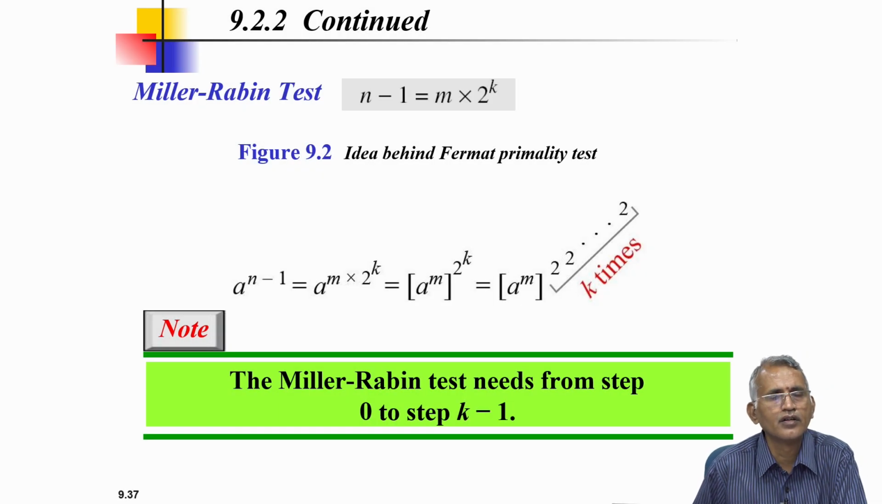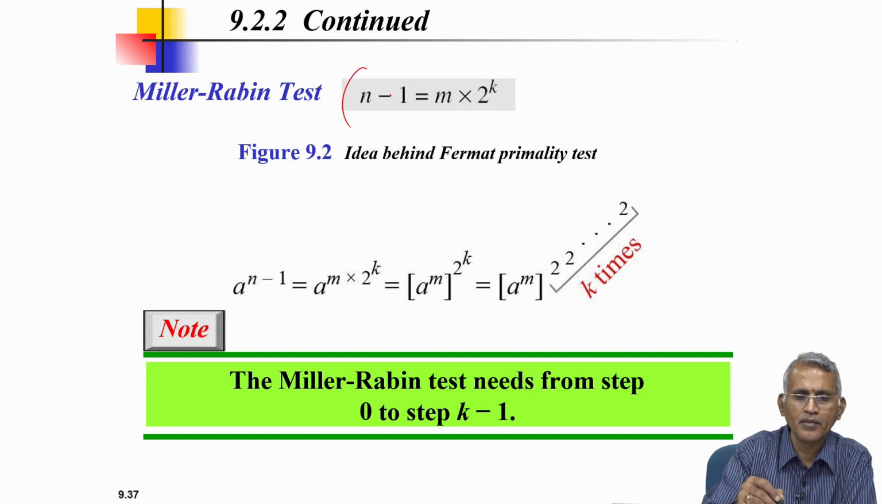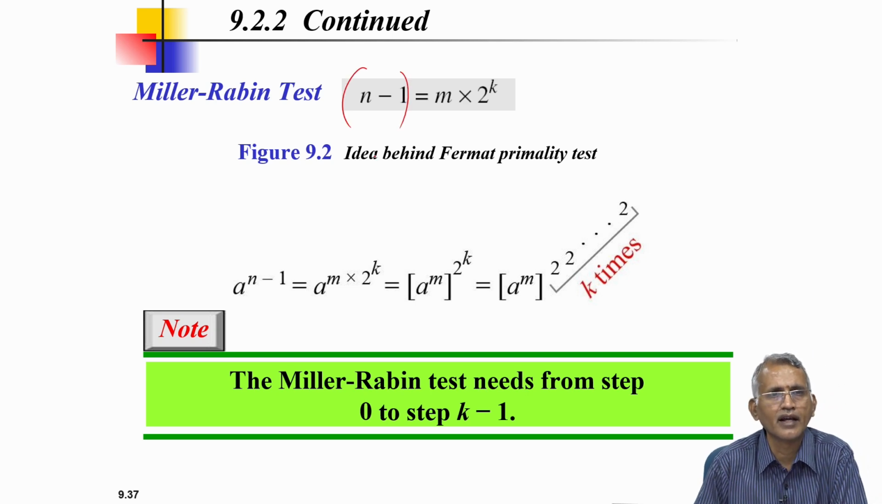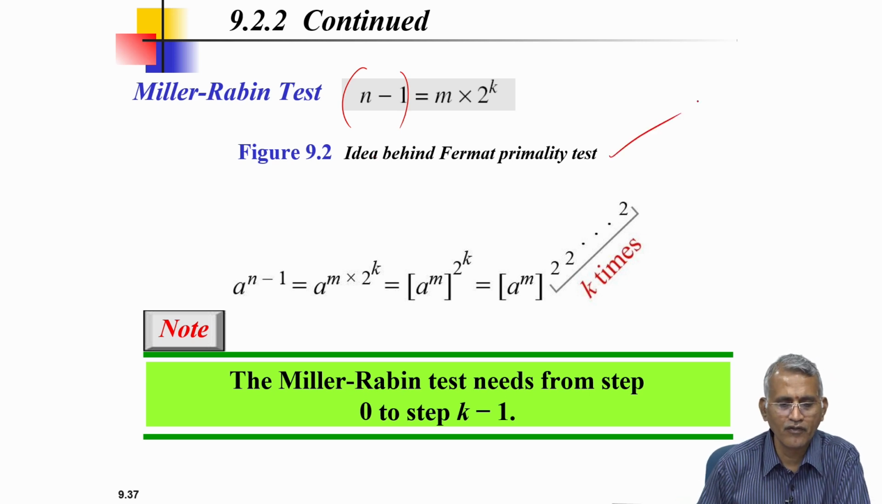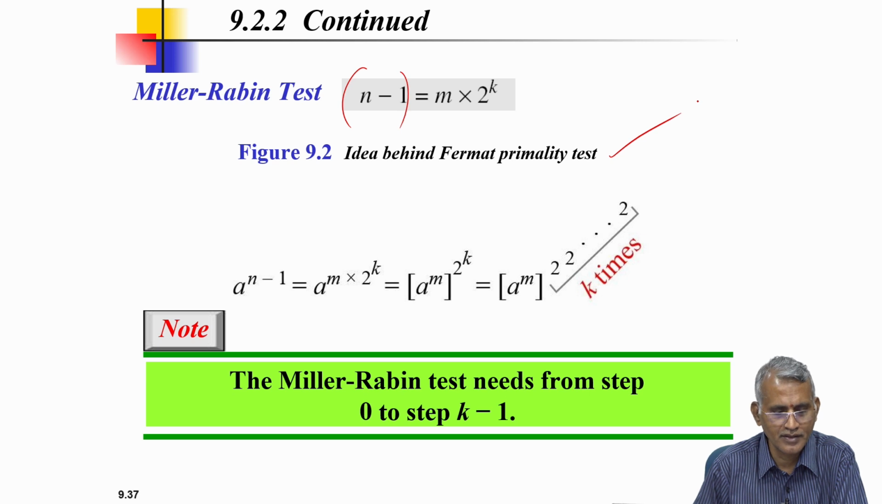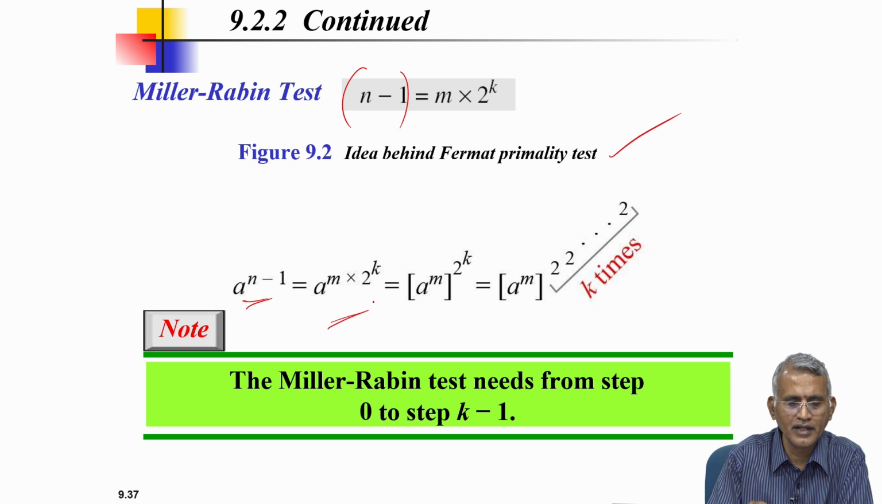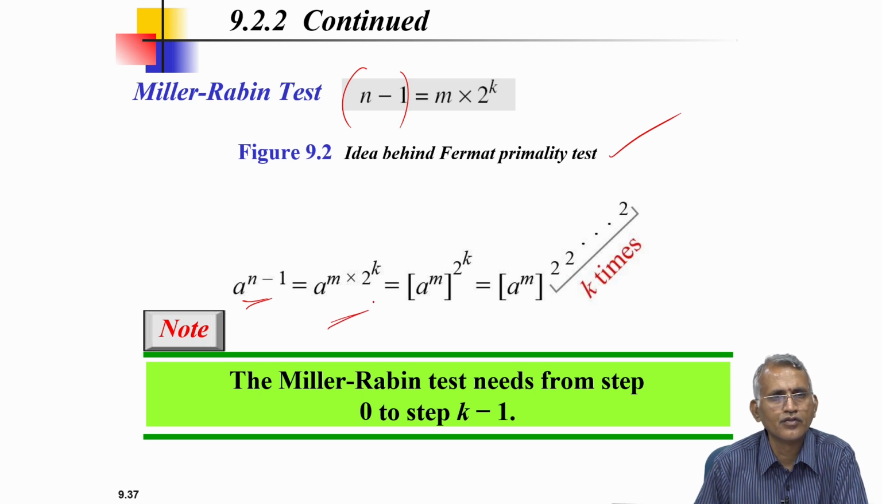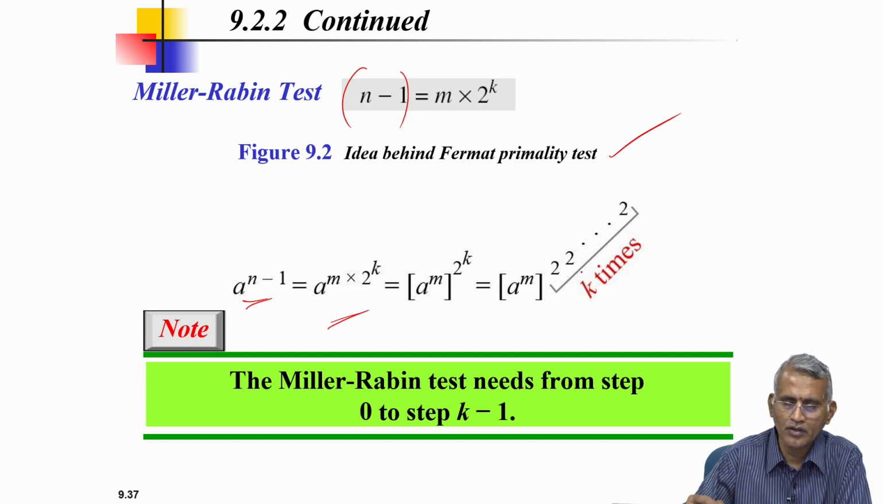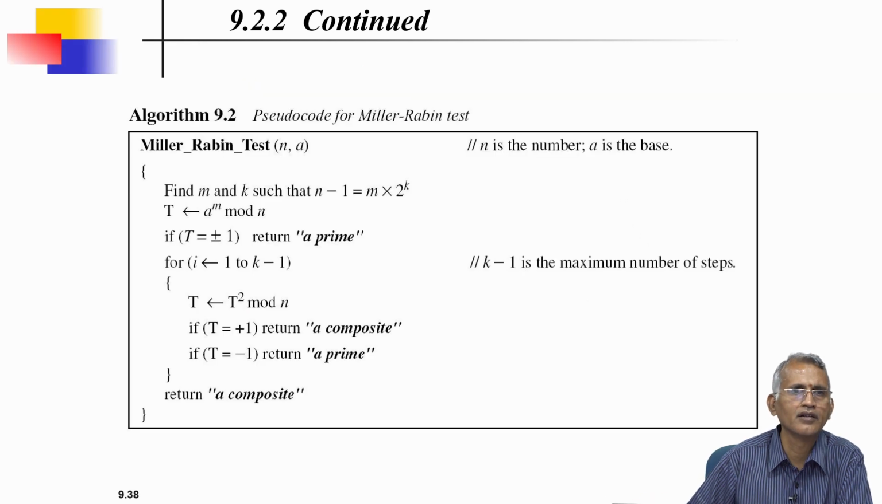So, next we are going to discuss the Miller-Rabin test. If you take n minus 1, then we can write it as m into 2 power k. This is the basis behind the Fermat primality test. So, if you take a power n minus 1, then it can be written as a power m into 2 power k, which is equal to a power m the whole power 2 power k, up to k times we can do that. So, the Miller-Rabin test needs steps from 0 to k minus 1.